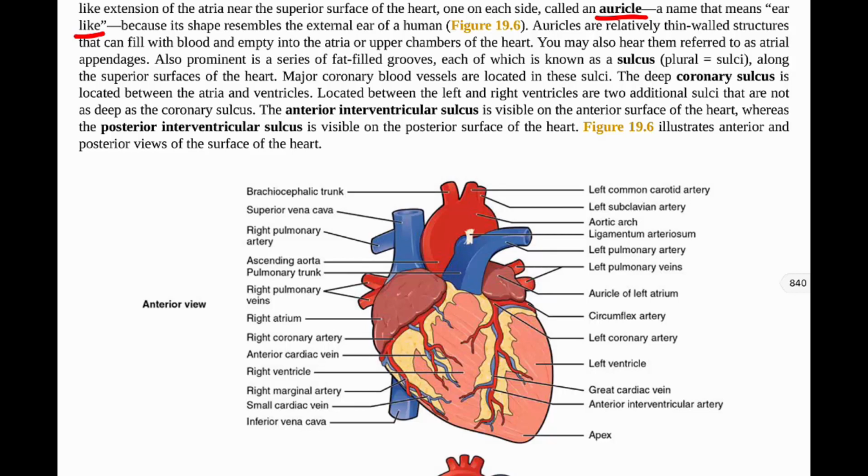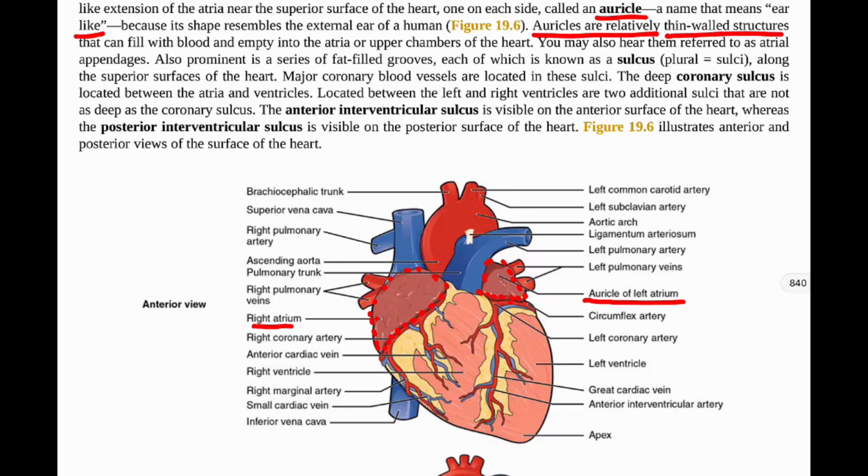Here we can see the auricle, this floppy, lumpy looking thing on the outside. The reason you can see this pointing and saying right atrium is because the right atrium is underneath that auricle. Our auricles are literally right on top of the atria. This right here is the left auricle, labeled as the auricle of the left atrium, and the atrium is underneath it. Our auricles are relatively thin-walled structures that can fill with blood, and they empty into the atria, the upper chambers of the heart.